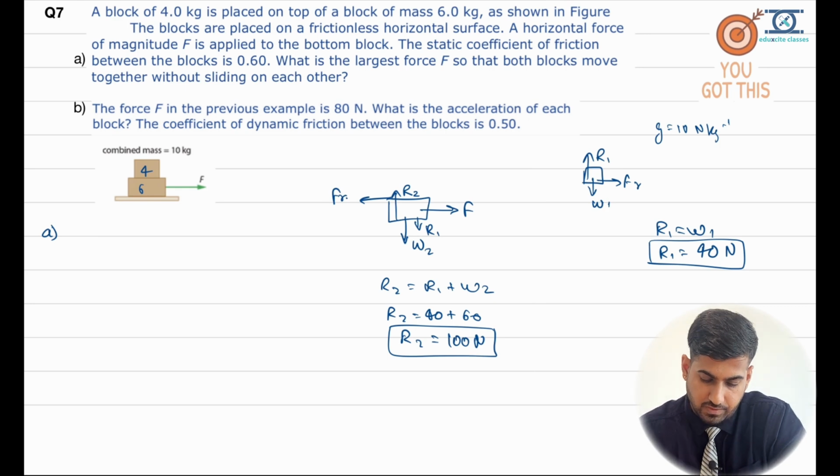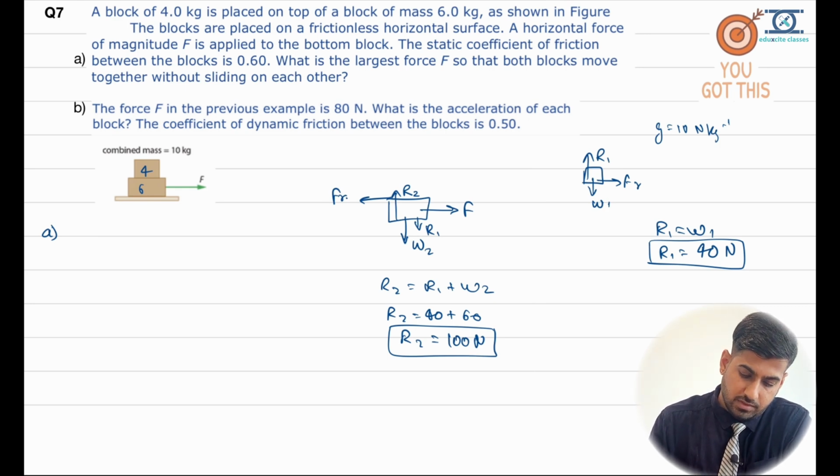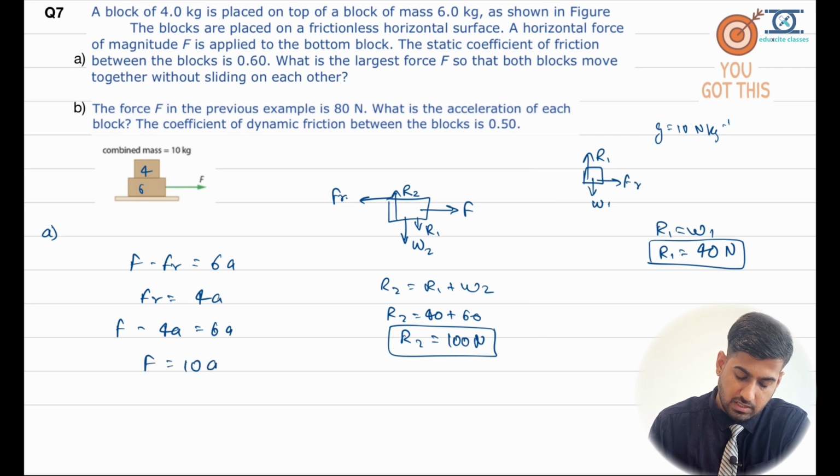Now if we want to find out the force, I will make an equation: F minus friction is equals to 6A, and for the upper block I can say friction is equals to 4A. Now using this, F minus 4A is equals to 6A, so F will be equals to 10A. Now friction will be equals to nu into R, right?